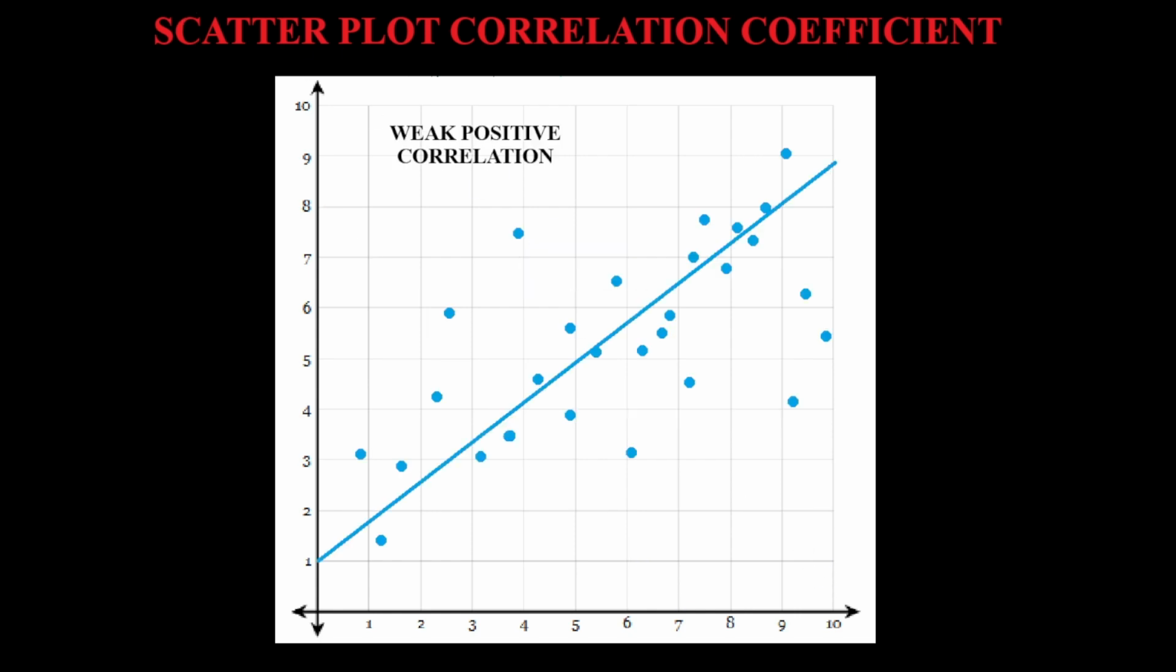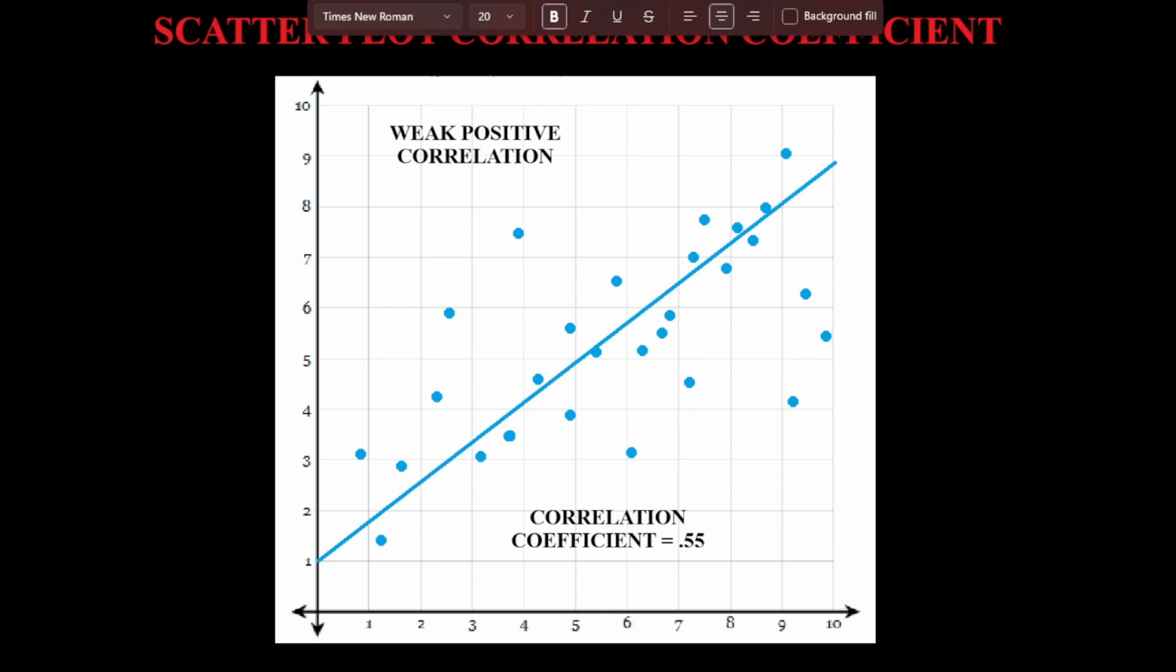Here we have a weak positive correlation, and although we can make out a general pattern that is increasing as we go from the lower left to the upper right, the relationship, as one variable increases the other increases, is barely discernible. And you notice that the points are not very sharply focused around the line of fit. A correlation coefficient for something that looks like this might be about 0.55.